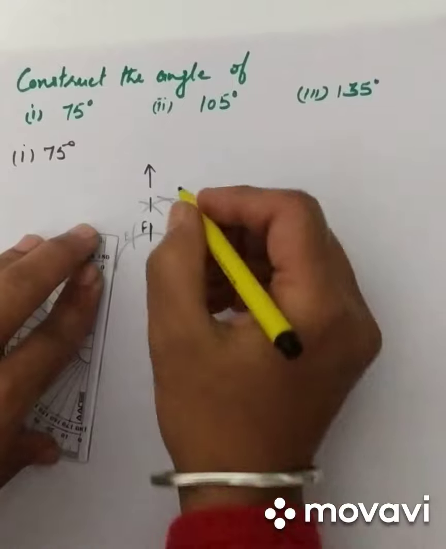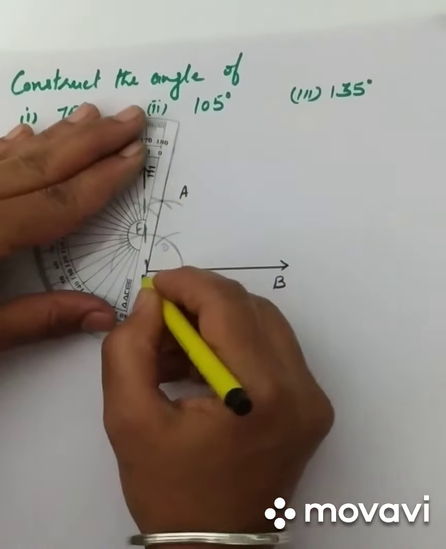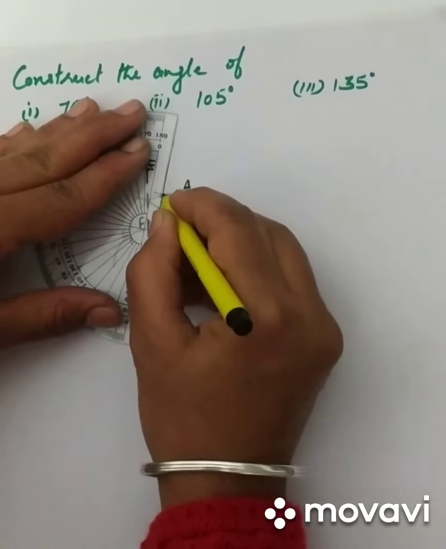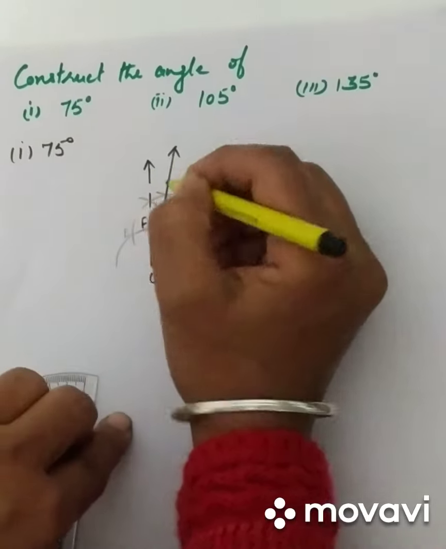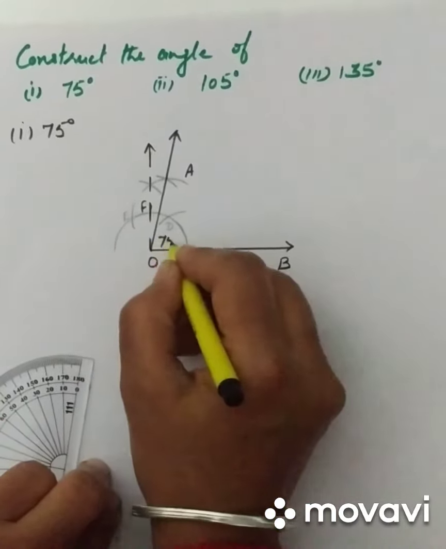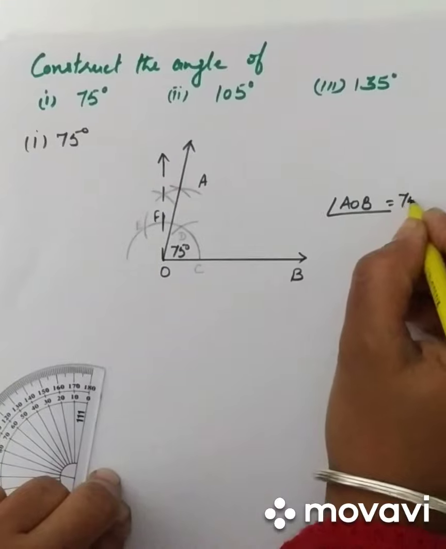Mark this point as A, and join with O. And this is the 75 degree. So here you have the angle of 75 degree. Angle AOB is 75 degree.